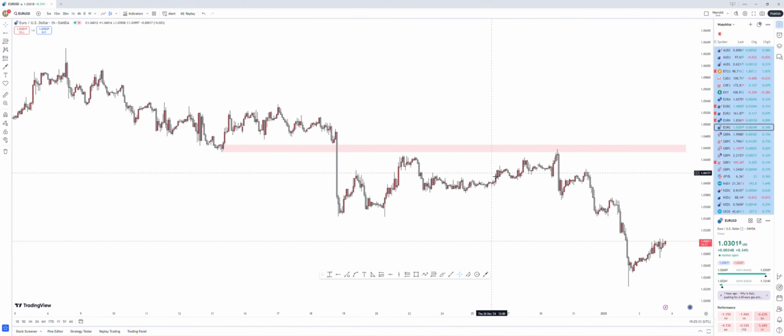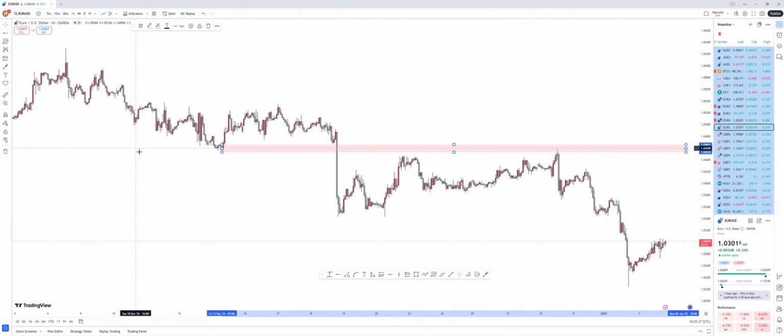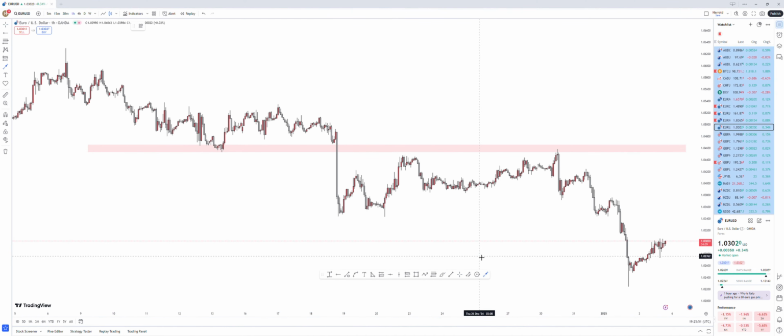You can see we have a support region over here. Price bounced off as a direct reaction. We have an indirect reaction at this particular area. We have a break over here. Let me use the arrow so you guys can see it. We have a break over here, and this is the retest.